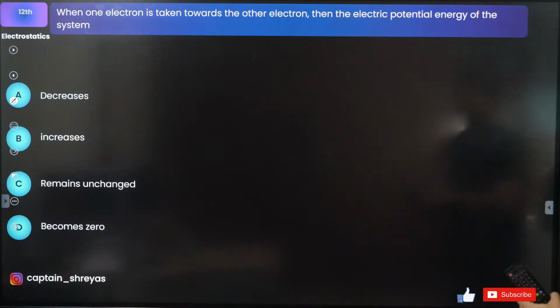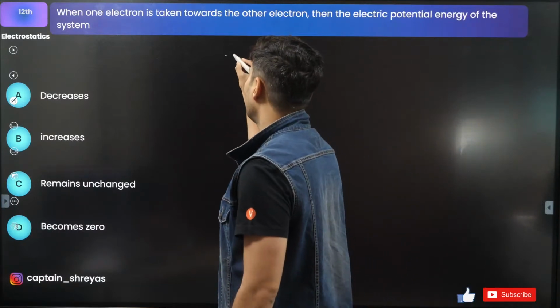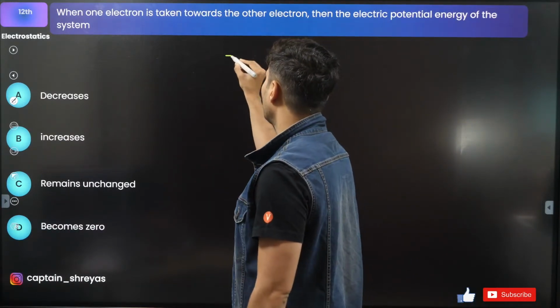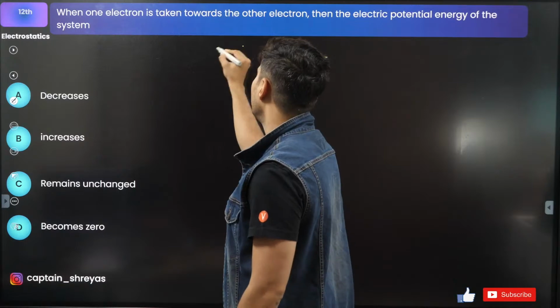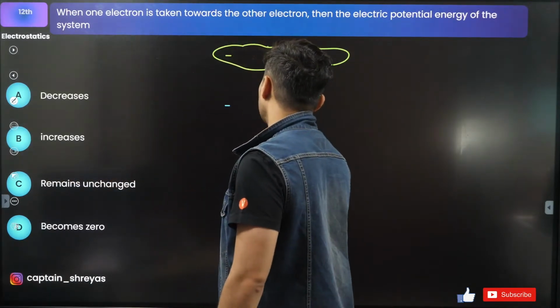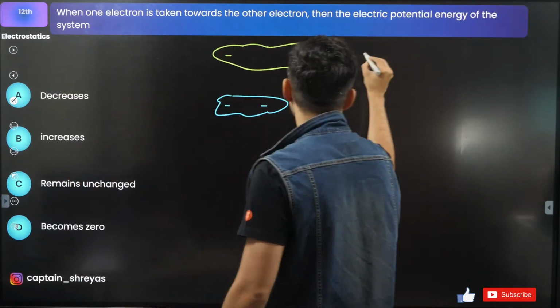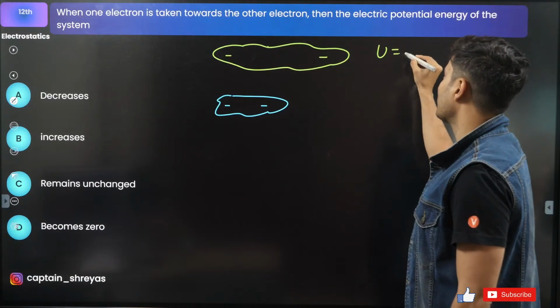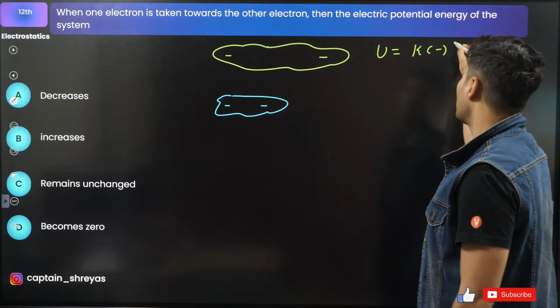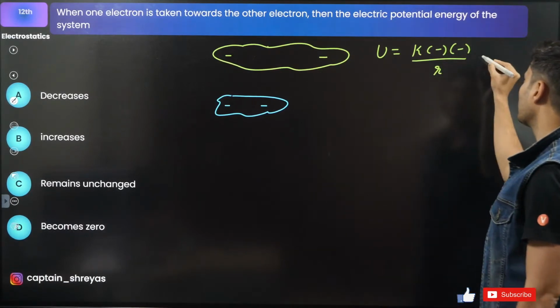When one electron is taken towards the other electron, then the electric potential energy of the system will. There is one electron, there is another electron. Right now, they are really far away. Now you bring them closer. What do you think will happen? If this was the potential energy, which was k, negative charge into negative charge divided by r, negative into negative is positive.